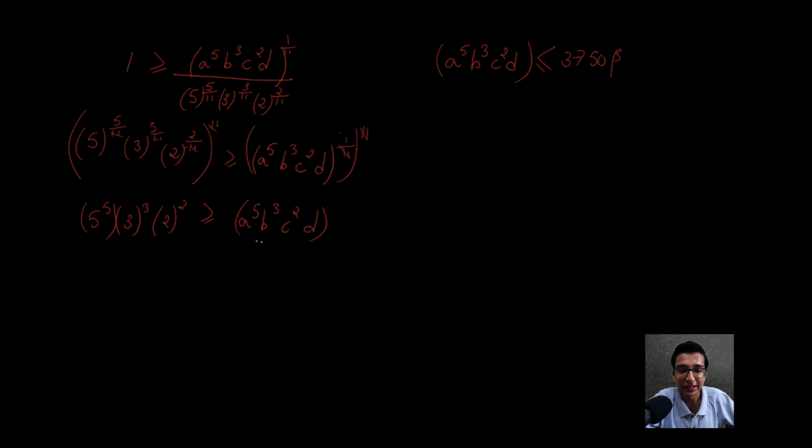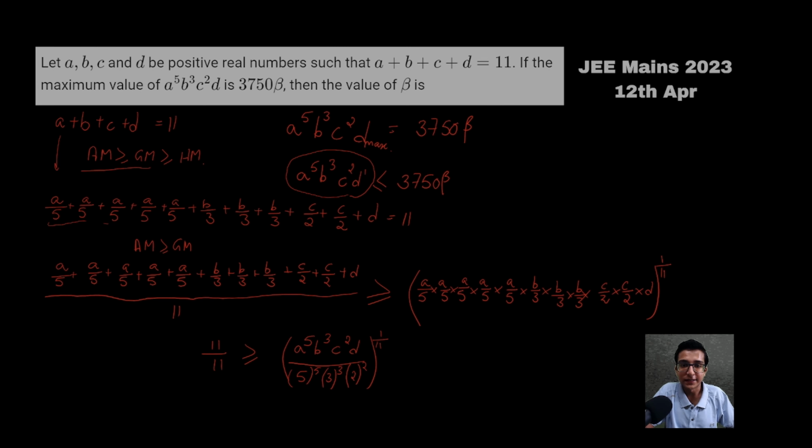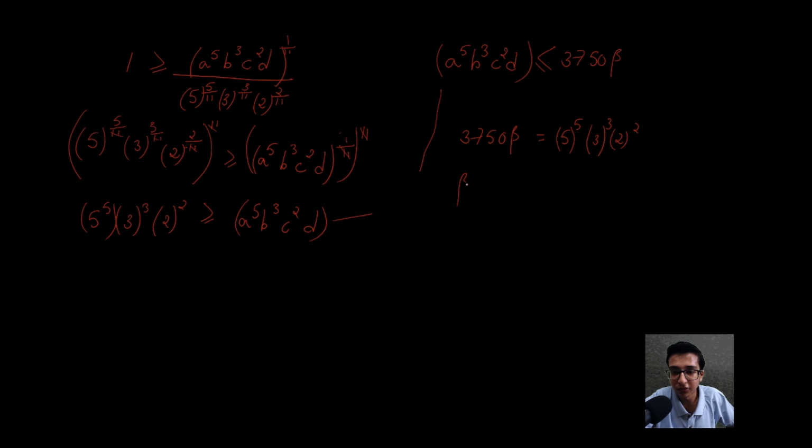And we have been provided that this value is less than equal to 3750 beta. So from this and this equation we can conclude that 3750 beta is equal to 5 to the power 5, 3 to the power 3, and 2 to the power 2. I hope you all have understood how we came to this conclusion. And what was asked in the question was to find the value of beta. So let's try to break it down so that we can cancel the values and calculate the value of beta easily.